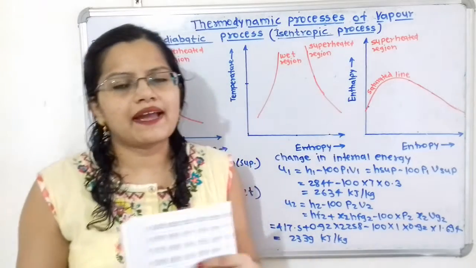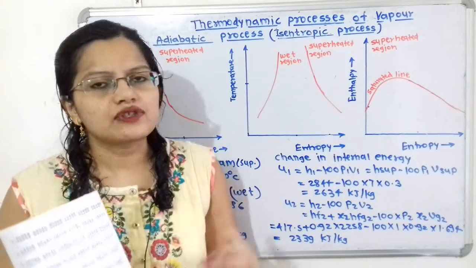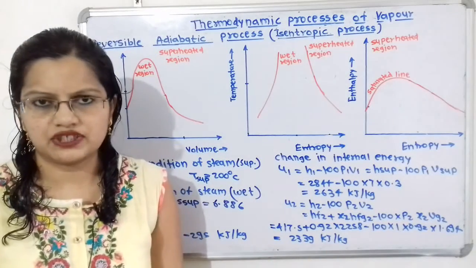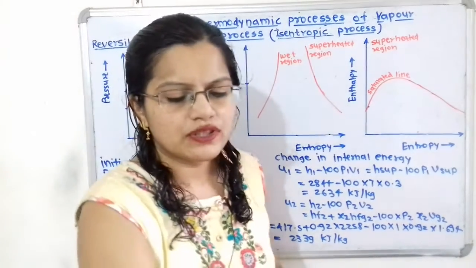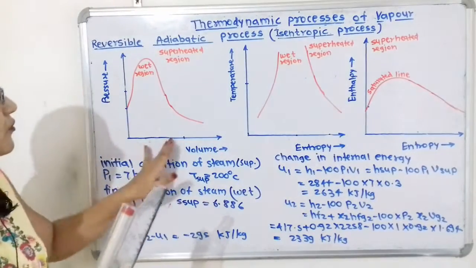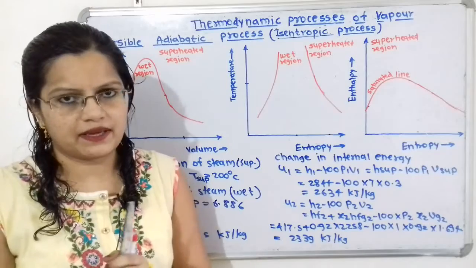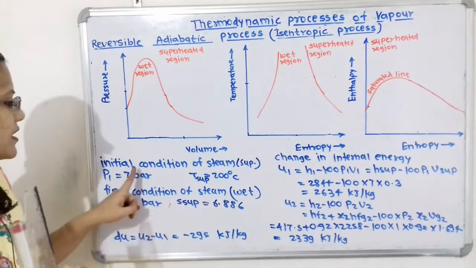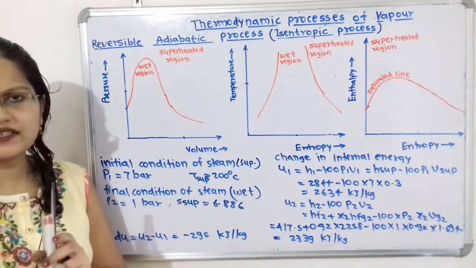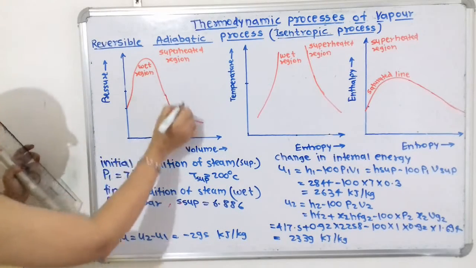So this minus sign will show or indicate there is a decrease in internal energy. Now we will show the process, that is process 1 to 2, on the pressure-volume and temperature-entropy diagrams. So here the initial condition of steam is superheated steam, so we have to show this in the superheated region.